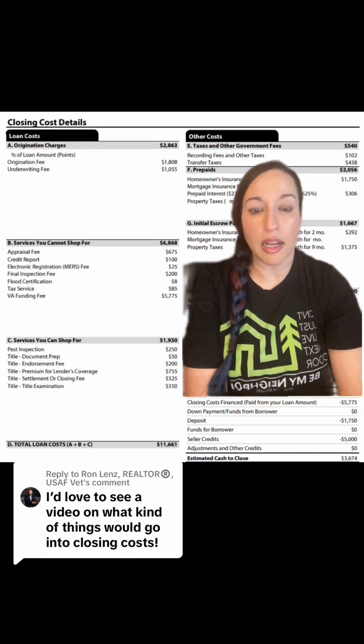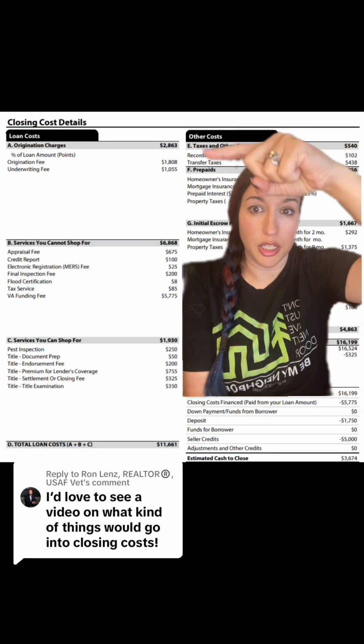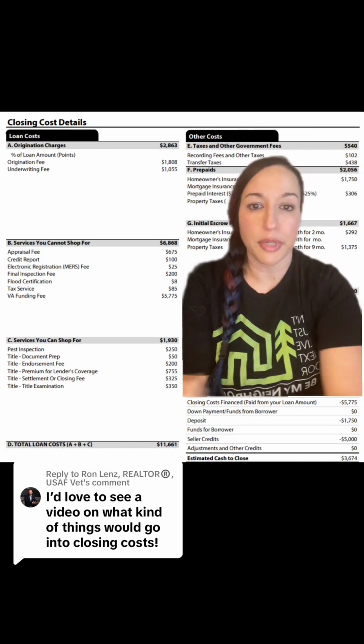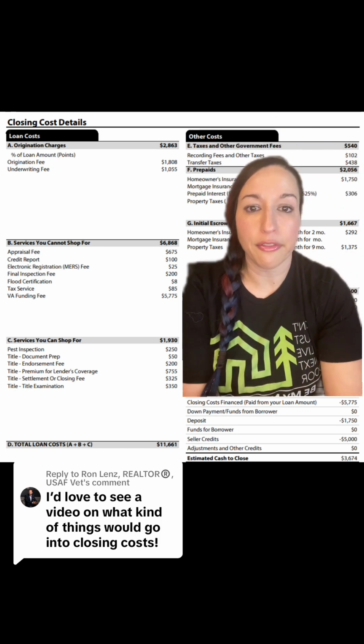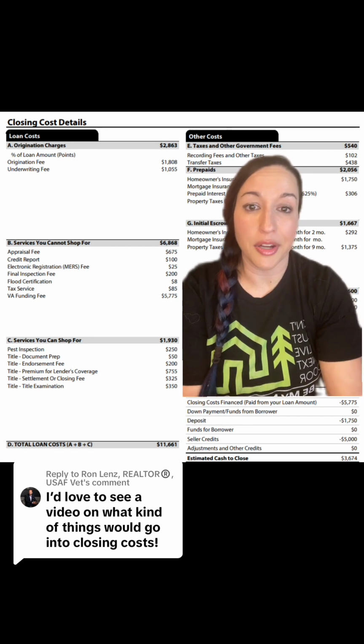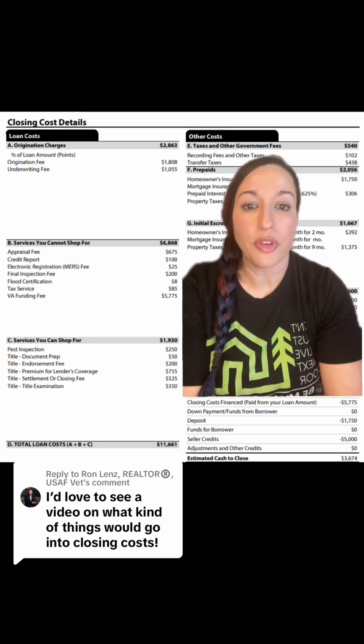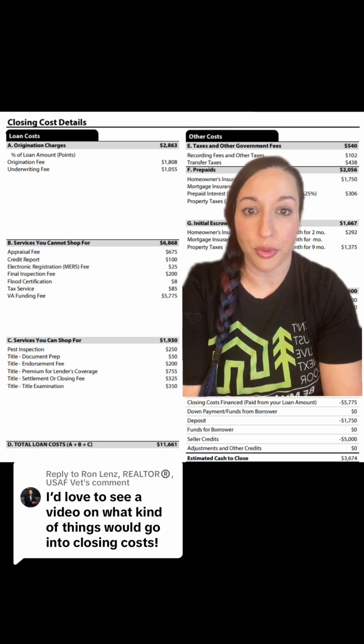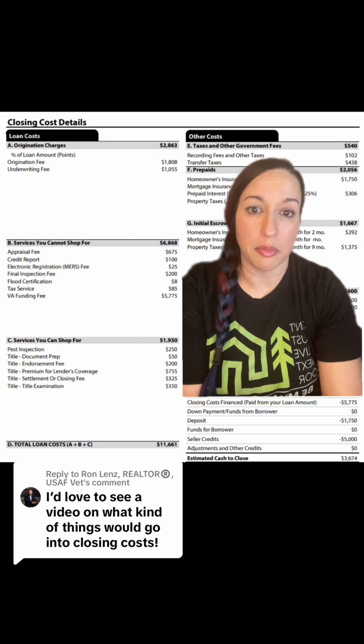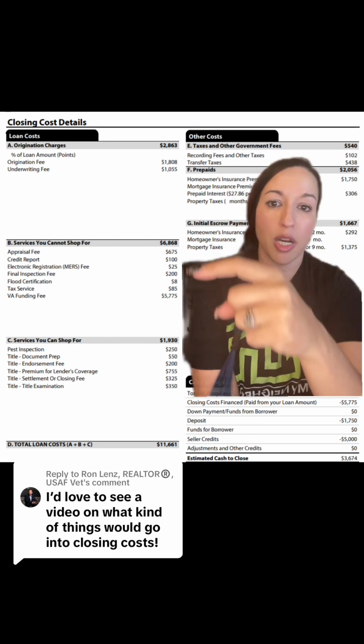Alrighty, so let's break this down block by block. So the first block you've got on here is section A for origination charges. So these are any fees that are coming to you from your lender. So you might see things like an underwriting, origination, or processing fee. And then also if you're paying any kind of discount points for your rate, those are going to be listed there in block A.